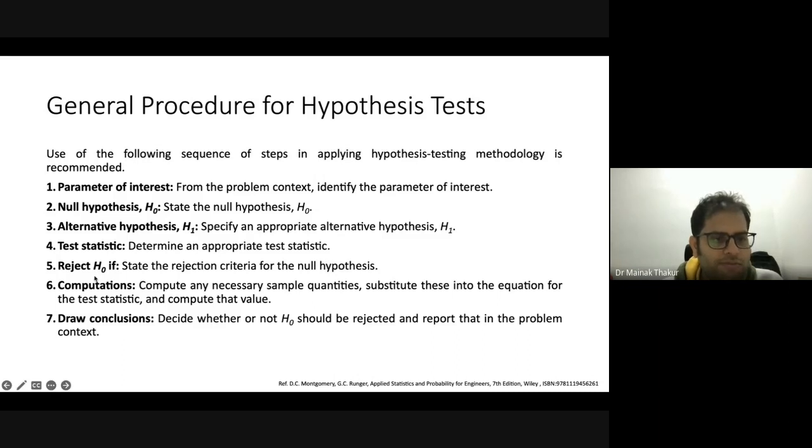Reject H0 if: state the rejection criteria. We call this step "reject H0 if". So you will reject H0 if this happens; state that criteria. Computations: compute any necessary sample quantities, substitute these into the equation for the test statistic and compute that value. Then you need to draw a conclusion about H0. H0 is rejected, or you fail to reject H0, something like that.